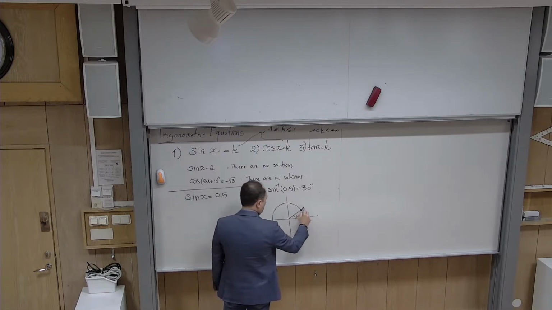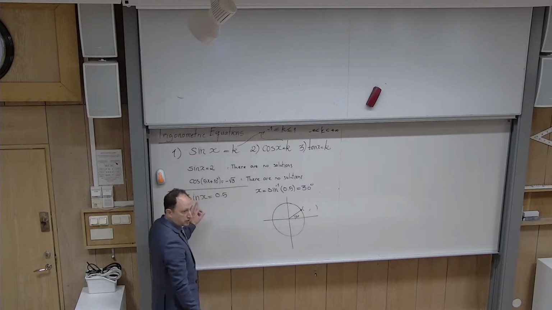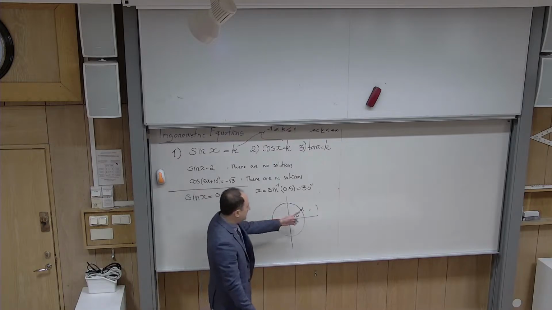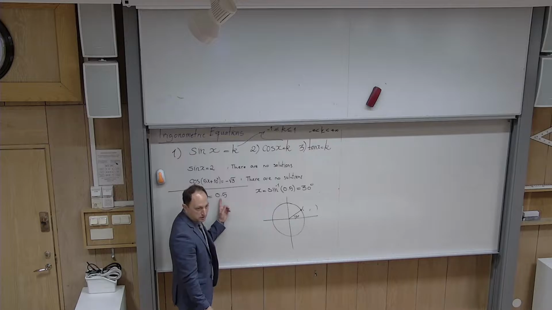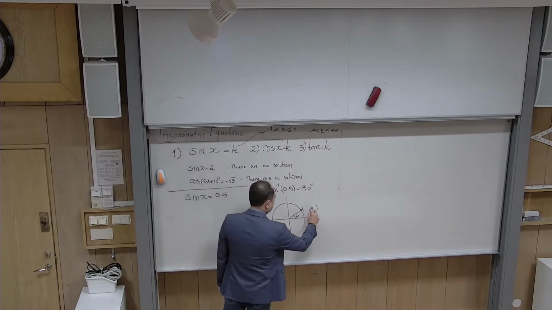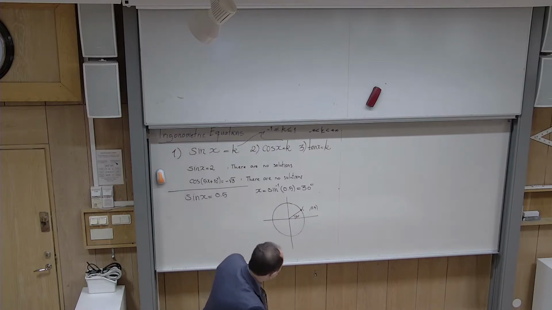So this point has two coordinates, x coordinate and y coordinate. X coordinate doesn't matter for our case because we are talking about sine. So y coordinate is the only one that matters. But can you tell me what is the y coordinate for this case? The y coordinate is sine, and that is 0.5. Agree? But is this the only angle?